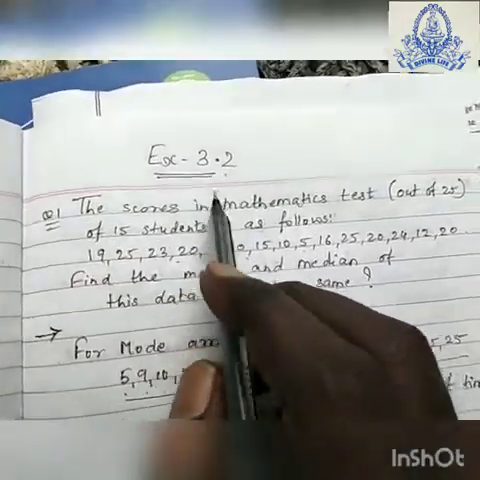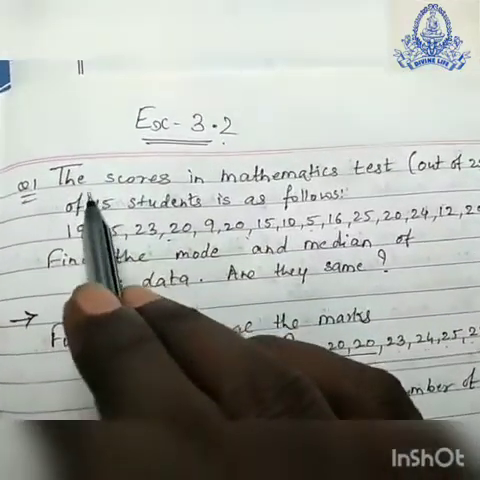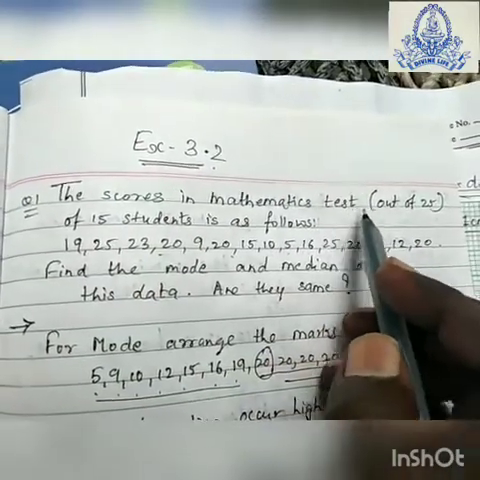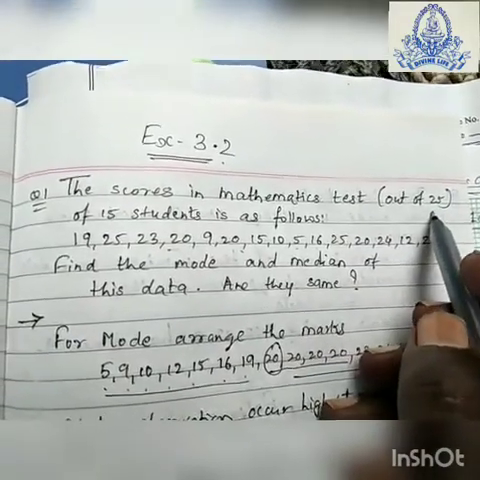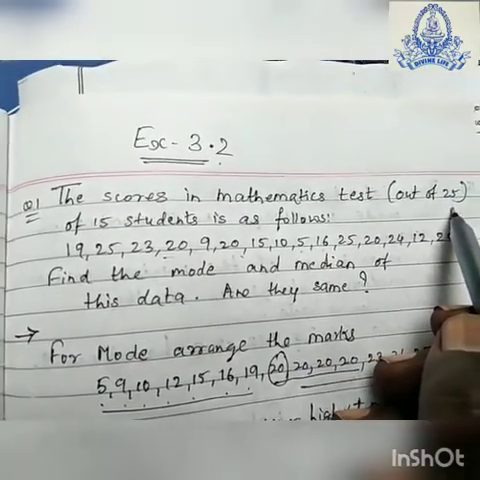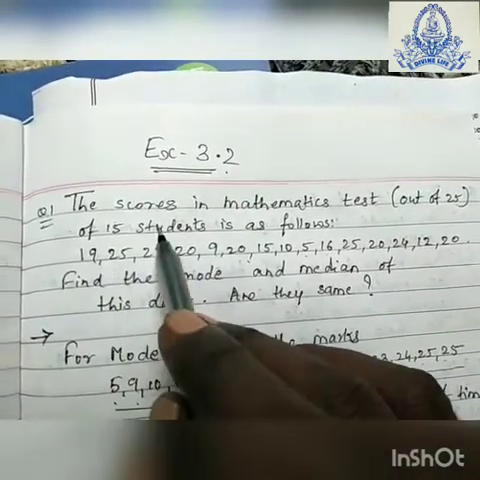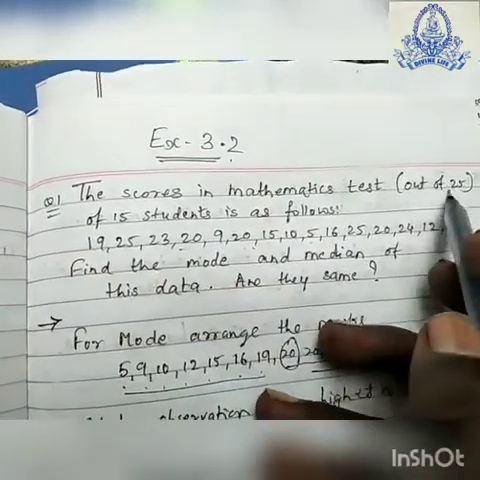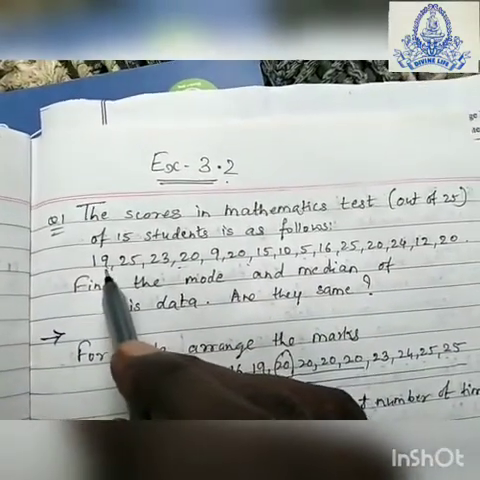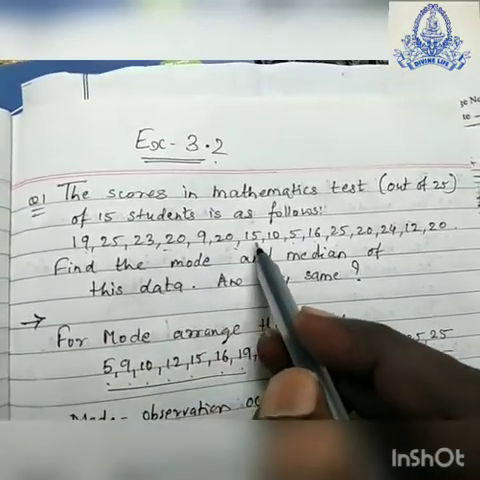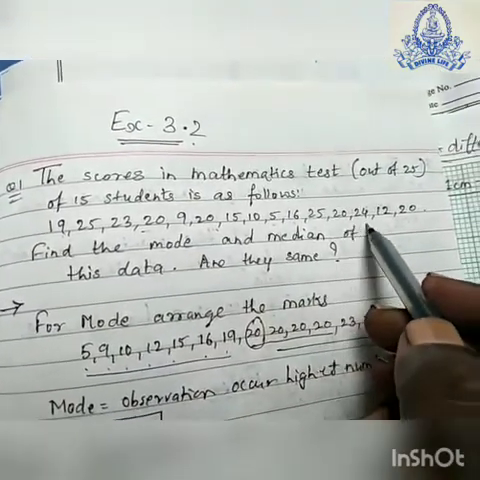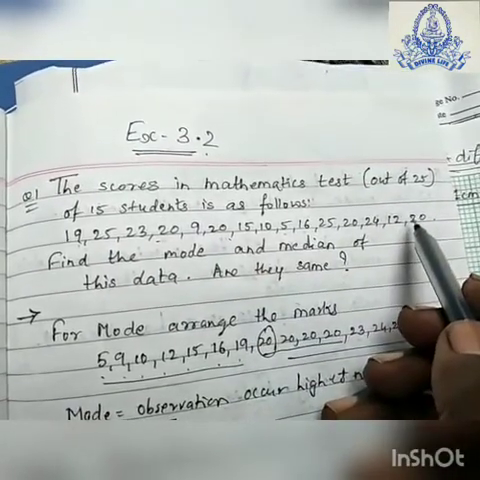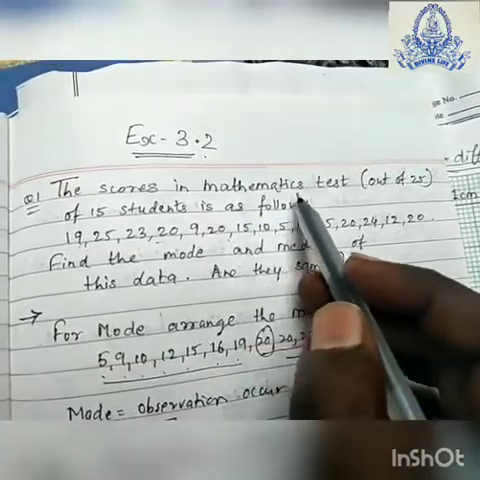Now today we will start with exercise 3.2. The question I am reading, please see carefully and read it properly. The scores in a mathematical test out of 25 marks. A test occurred in a class with 15 students, and their marks out of 25 are 19, 25, 23, 29, 20, 15, 10, 5, 16, 25, 20, 24, 12 and 20. These are the 15 students' marks out of 25 in the mathematical test.